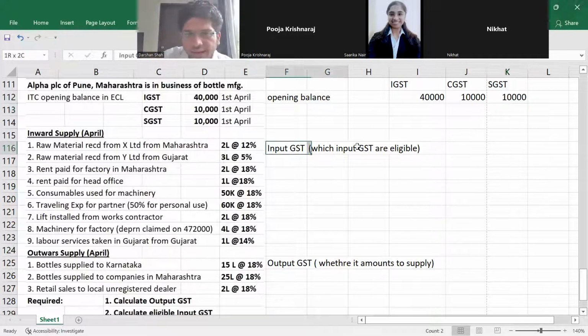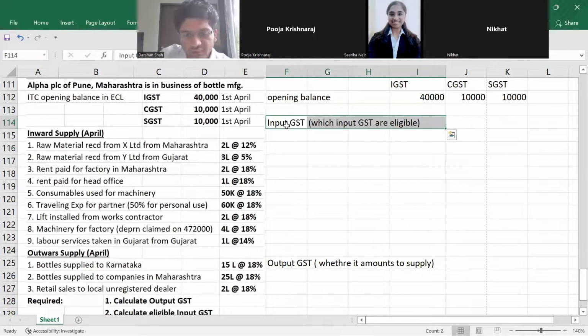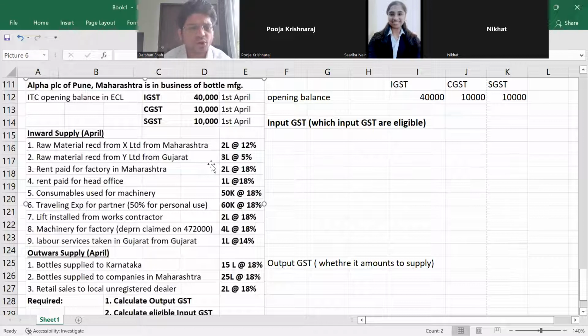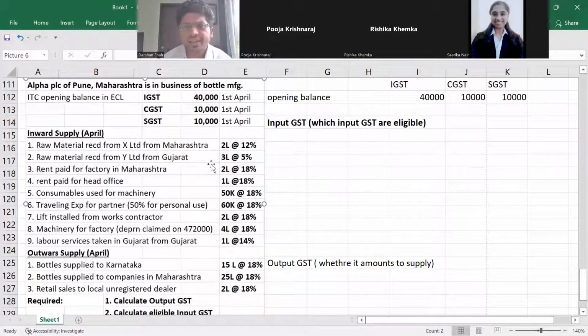Now let us calculate the eligible input GST. You guys will tell me one by one. First, I am a businessman of Maharashtra, right? So raw material received from X Limited from Maharashtra. First of all, eligible or not? Any problem in normal raw material? No, sir. It's an eligible input, right?